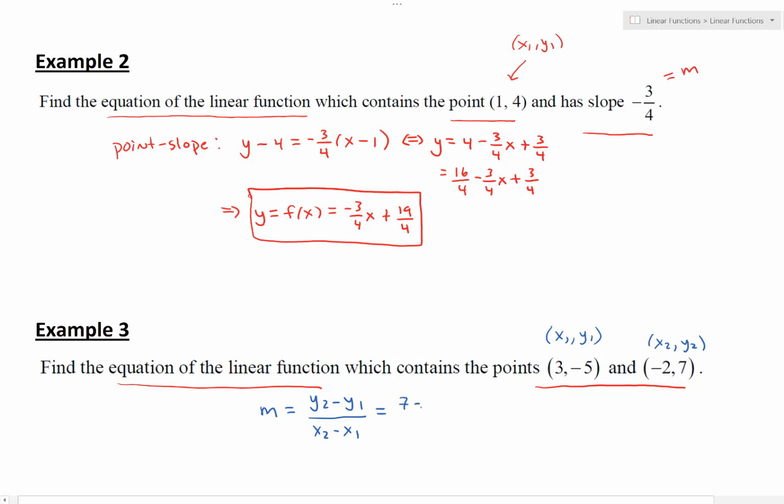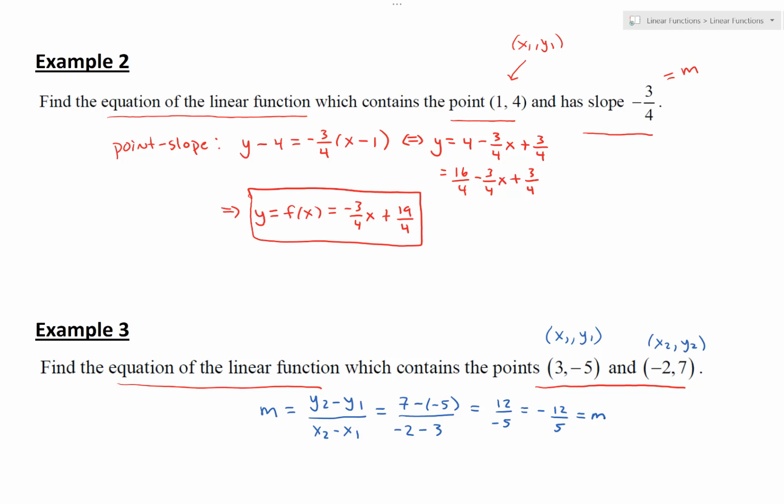y2 is a 7 minus negative 5 divided by the change x2 minus x1. x2 is a negative 2, and then minus x1, which is a 3. In the numerator, we get a 7 plus a 5, which is a 12, positive. And in the denominator, we have a negative 5. So the same as negative 12 over 5. There's our slope.